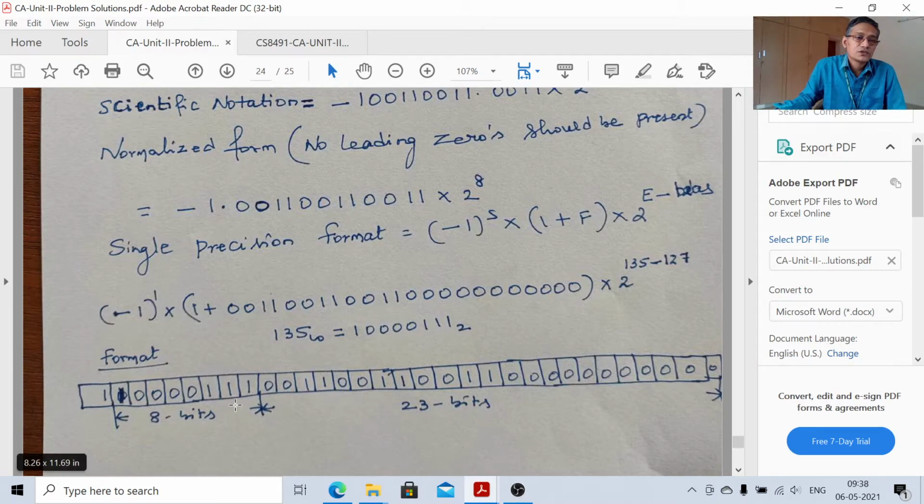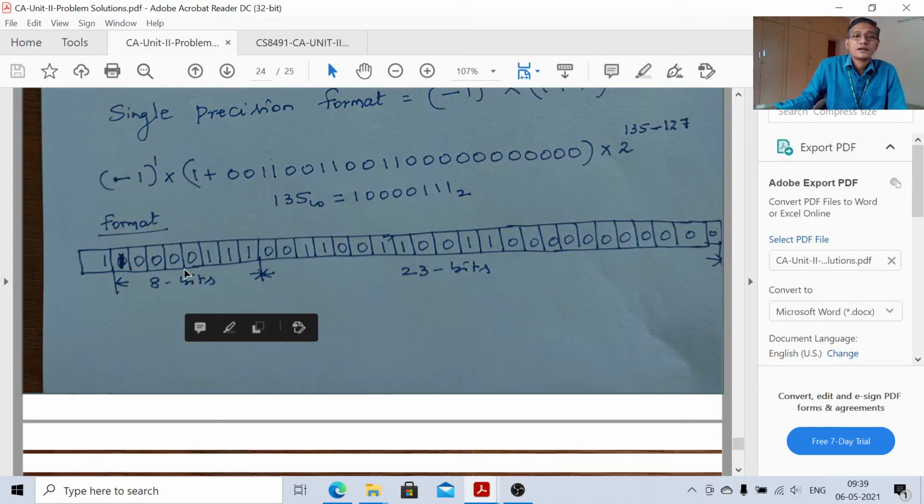So we are substituting in the single precision format. This one is the sign bit 1, followed by the 8-bit exponent which we have calculated by converting 135 to the base 10, 1 followed by 4 zeros and triple 1, and the remaining 23 bits are the fraction field. Whatever is available after the decimal point, we have taken and represented in 23 bits. So this is the single precision format for the given number.